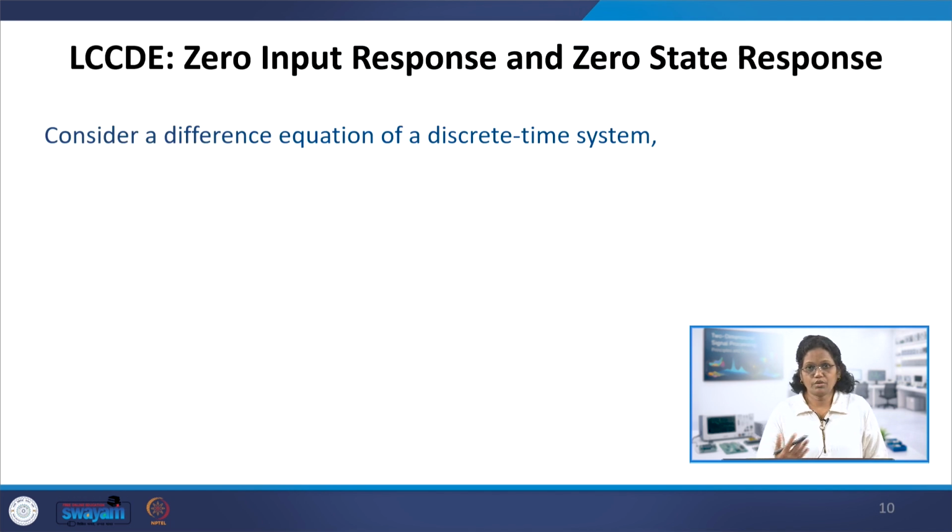Now, how do we find the zero input response and zero state response of a discrete time system? Usually, discrete time systems are given as obeying a difference equation.